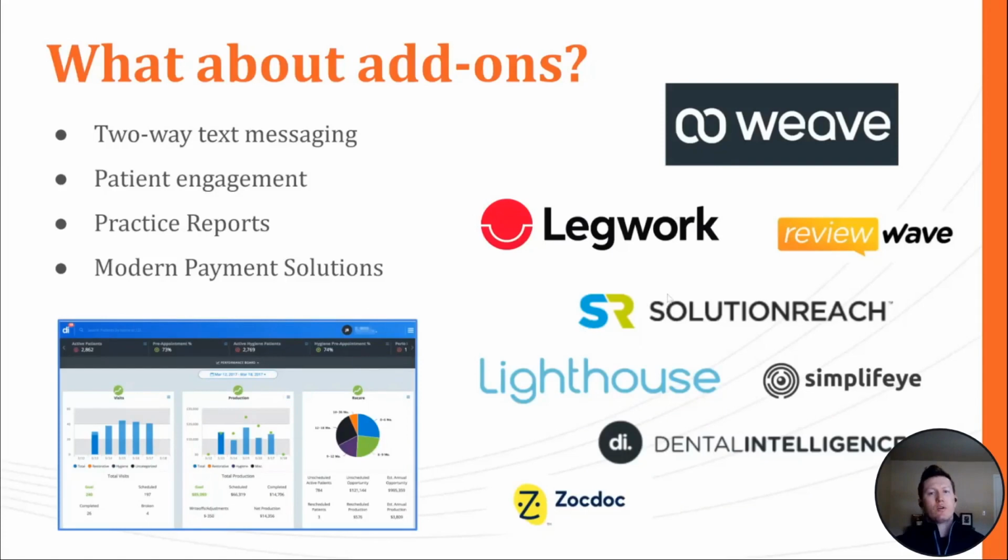And I started looking into that and going, okay, I'd love to have some of these features, but holy cow, that's going to be $400 a month probably for Lighthouse. That's going to be like $500 a month for Dental Intelligence. This is going to really add up. And how do I know which ones of these to add on? But I want these features, so what do I do?